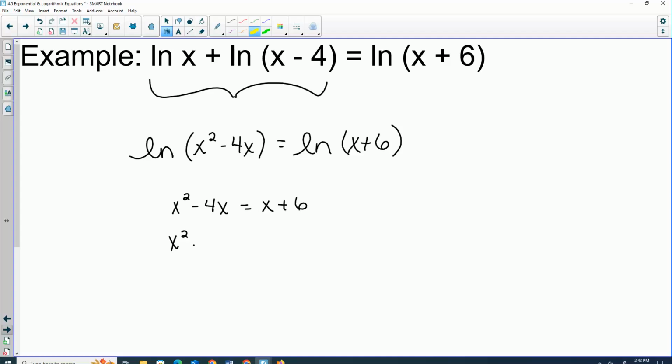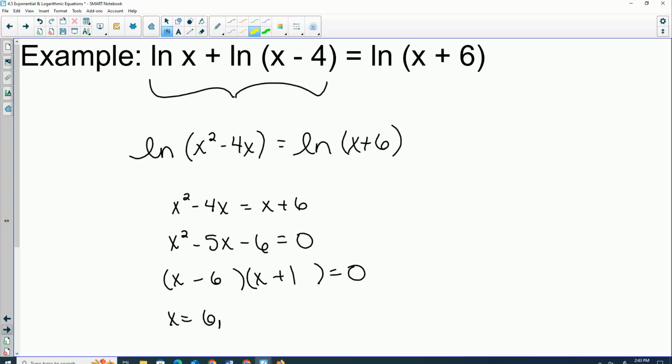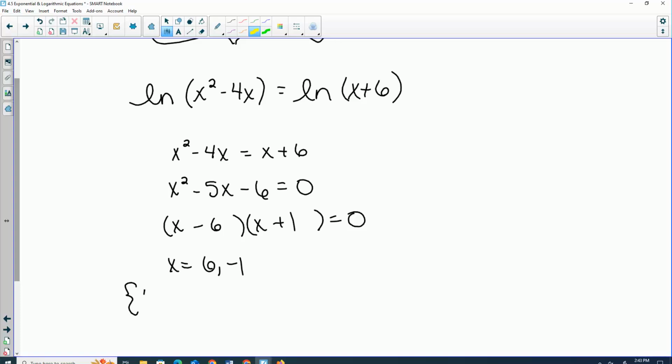So we set it equal to 0, so we subtract the x, subtract the 6. What multiplies to negative 6 and adds to negative 5? x equals 6 and negative 1. And then we check them. 6 is good, 6 minus 4 is good, 6 plus 6 is good. But negative 1 is not. So 6 is the only answer. That one okay?